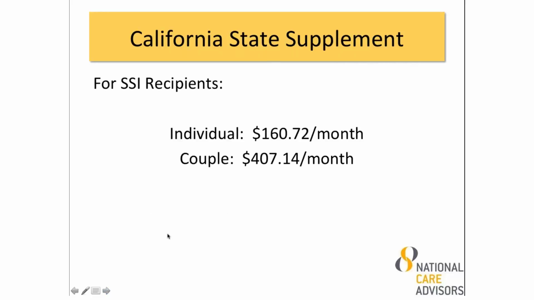There's also a California state supplement for SSI recipients, and for an individual, it's an additional $160.72 a month. For a couple, it's $407.14 a month. And that process comes along when you apply, when you successfully obtain SSI. Nine times out of 10, you'll also get the California state supplement, so be looking for it.